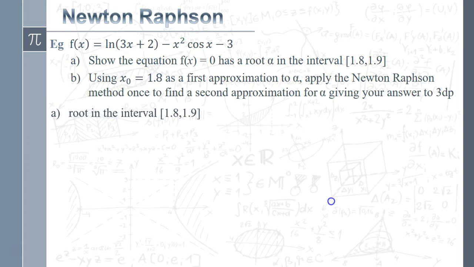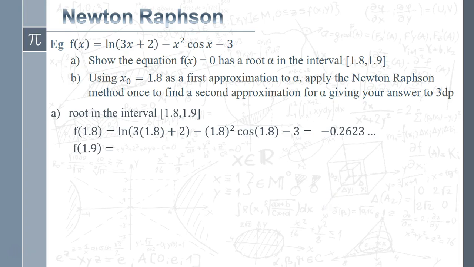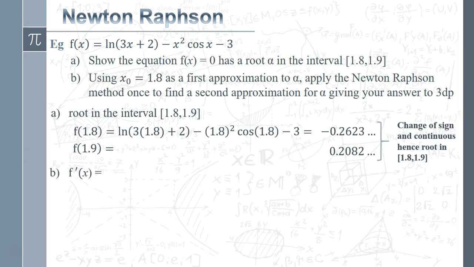So let's start there. f of 1.8, plug 1.8 into all of that, remembering that your trig function is in radians, and we get a negative. f of 1.9, put that in, you get a positive. And so there's our change of sign, and there's our statement. Change of sign and continuous, hence there's a root in the interval 1.8 to 1.9. Okay, so that's part A done and sorted. That's standard stuff. Let's go on and have a look at part B.